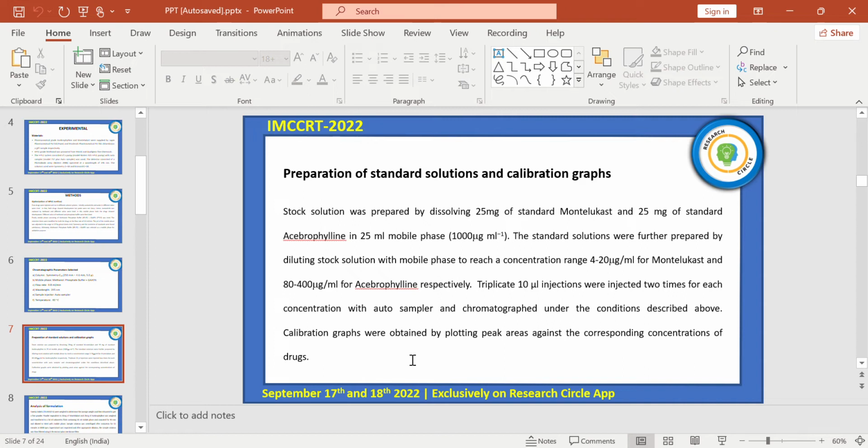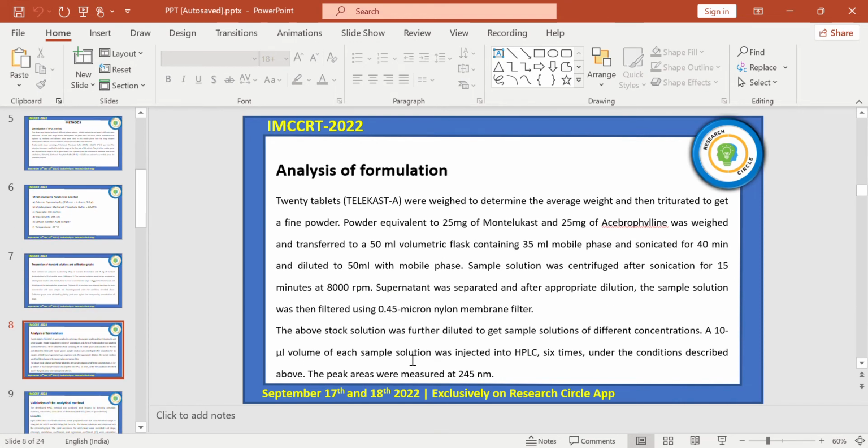Now, the triplicate 10 microliter injections were then injected 2 times for each concentration with autosampler and chromatograph under the conditions described above. Then, calibration curves were obtained by plotting peak areas against the corresponding concentrations of drugs.